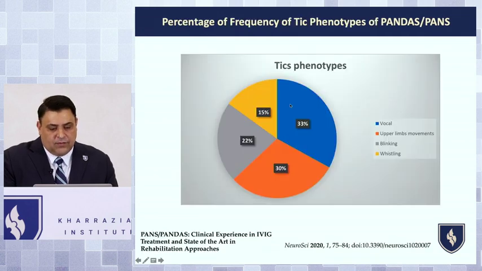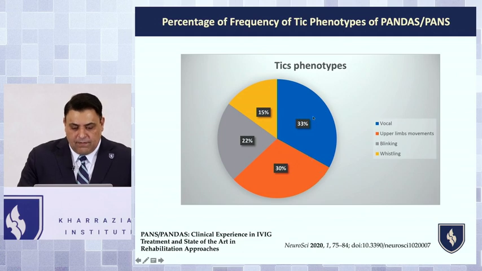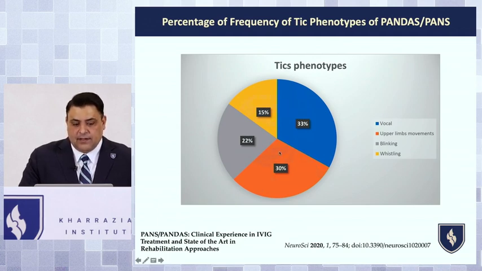When they look at the percentage frequencies of tic phenotypes in PANDAS and PANS, they find that about a third are vocal. Then 30% are upper limb movements, 22% would be blinking, and 15% would be whistling. So these are the most common tics that show up with PANDAS and PANS.